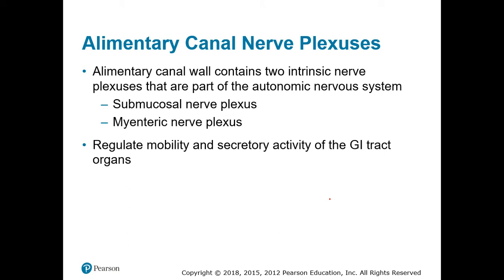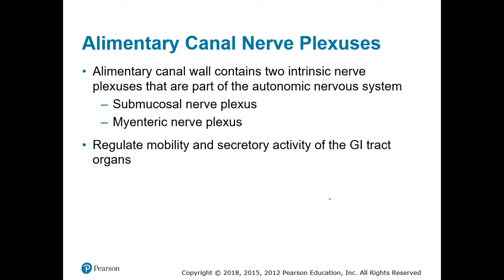Now, we have to be able to control our organs. And so the alimentary canal wall contains two intrinsic nerve plexuses that are part of the autonomic nervous system. This is something our body automatically does. We don't have to tell it to start digesting food. It does it by sensing stretch in organs and things like that.